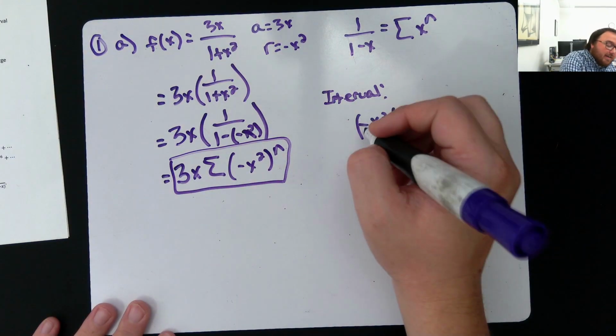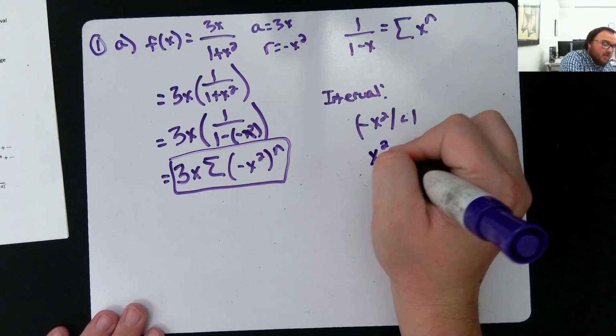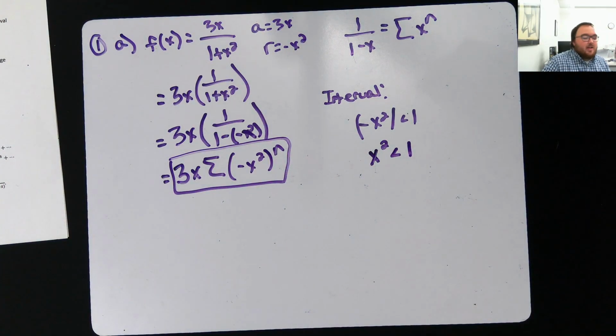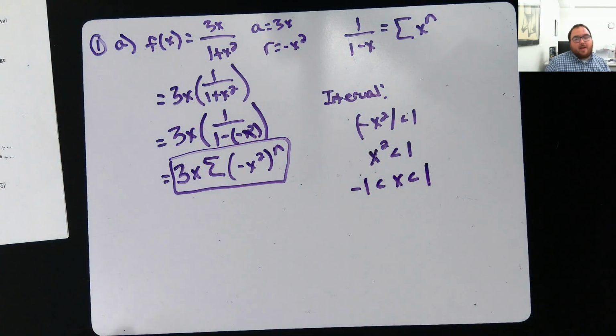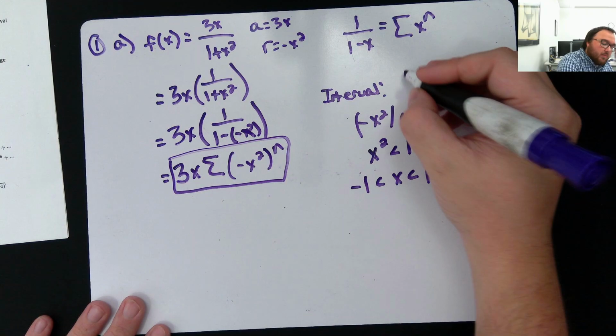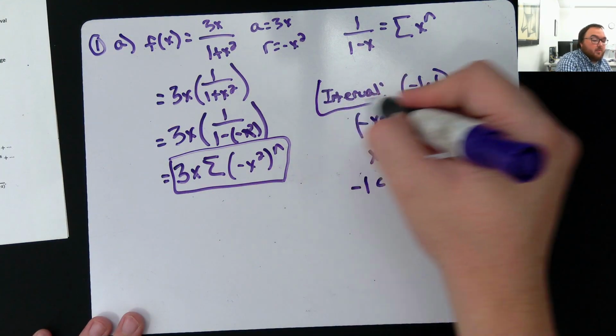So take the negative away when I do the absolute value. It's going to give you that. Then take the square root and you get plus or minus 1, which is how you do get that. So the interval is going to be negative 1 to 1. The radius is 1 because it's half of my length.